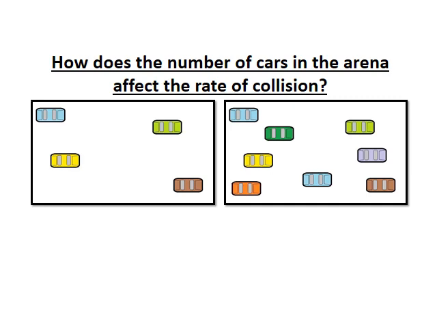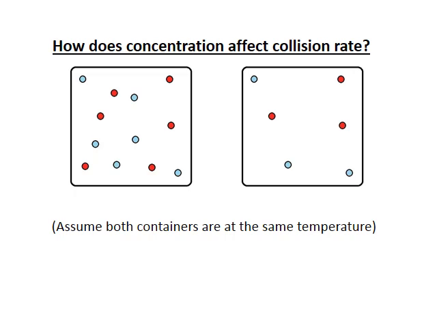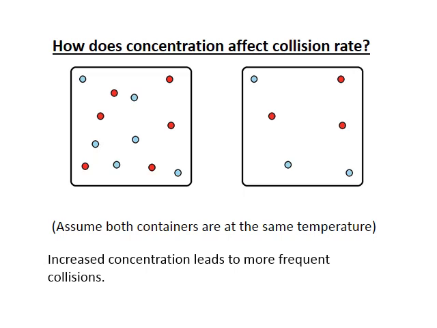Likewise, when I have molecules or atoms instead of cars, the container with more molecules in it is more likely to experience more frequent collisions, and the more frequent the collisions, the more likely a collision is to produce a positive chemical reaction. So increased concentration leads to more frequent collisions, and a greater rate of reaction. The greater the concentration, the greater the rate of reaction.